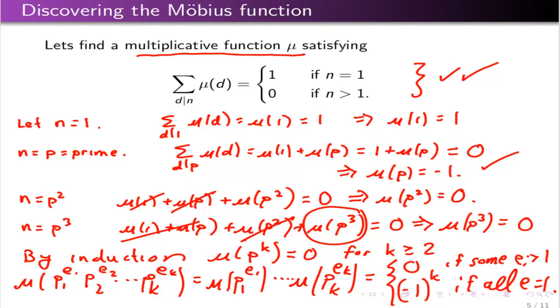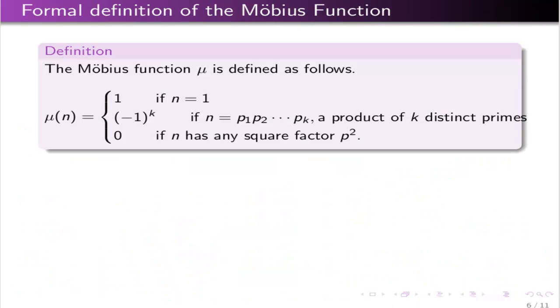And that is the way we're going to define the Mobius function. So we're kind of thinking ahead. We want this property, and therefore the Mobius function has to be defined like this. So here's our formal definition.